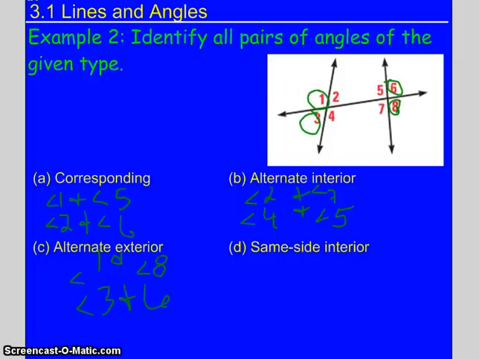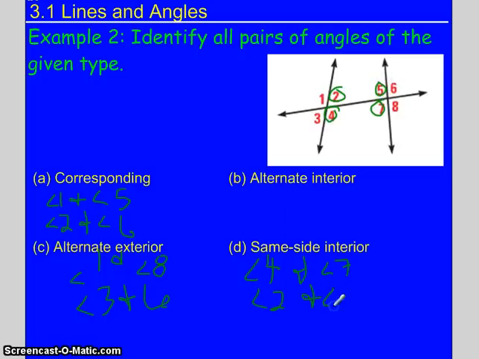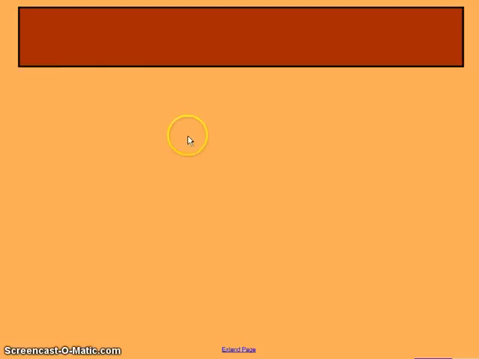And then we've got one more last one to do here, which looks like same side interior angles. So we're on the inside. I'm just going to pick one of the inside angles, stay on the same side of the transversal, stay on the inside, which would be angle 4 and angle 7. And then we got angle 2 with angle 5. And that's all for that example.